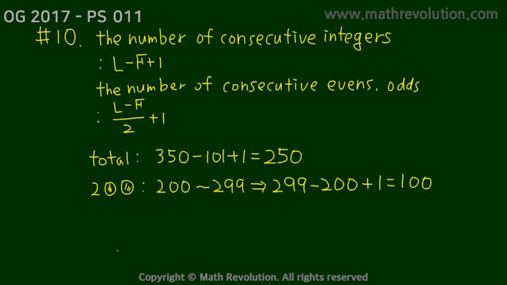So let's calculate the probability. The total number is 250, and we put 100 on top of that. So the probability becomes 2/5, and the right answer is choice A.